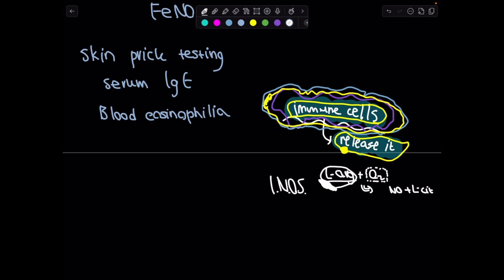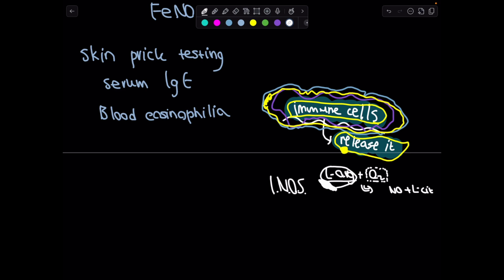Okay. Before we go to skin prick testing and all that, I want to ask, can you have acute asthma too? Yes, you can have acute asthma, which refers to sudden, severe asthma attacks or exacerbations where airways rapidly inflame and narrow, causing intense wheezing, shortness of breath, or chest tightness.